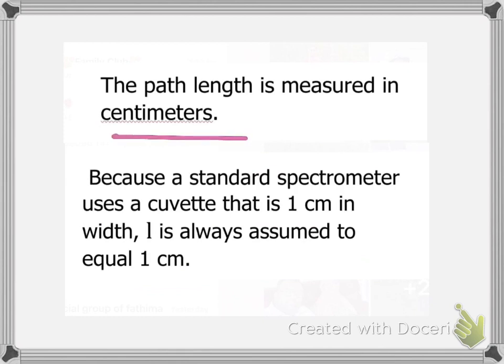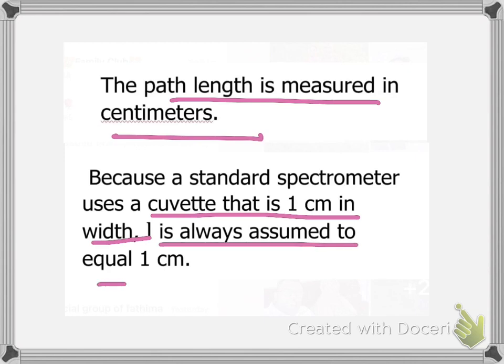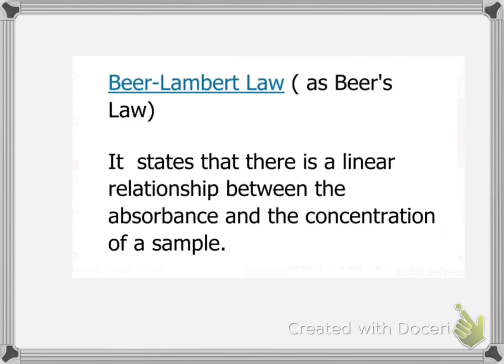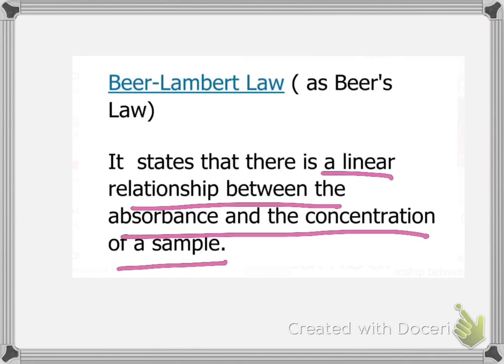The path length is measured in centimeters because we are using a cuvette that is 1 centimeter in width. So, L is always assumed to be equal to 1 centimeter. So, the path length of the cuvette is 1 centimeter. The Beer-Lambert's law is a linear relationship between the absorbance and the concentration of the sample.